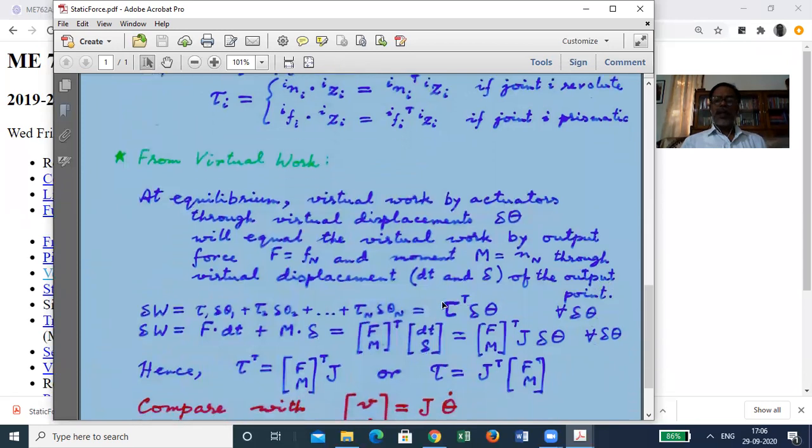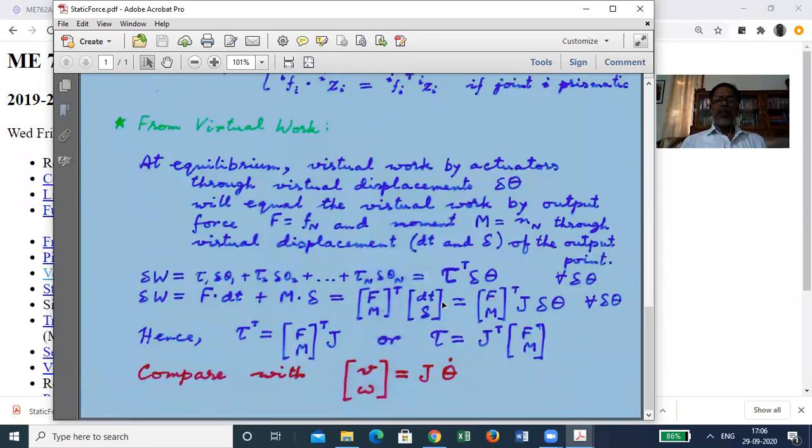Since we are transforming static forces, we are considering the entire manipulator at equilibrium. So you can say that the virtual work by actuators through virtual displacements delta theta will equal the virtual work by the output force F equal to Fn and moment equal to Mn through virtual displacements.